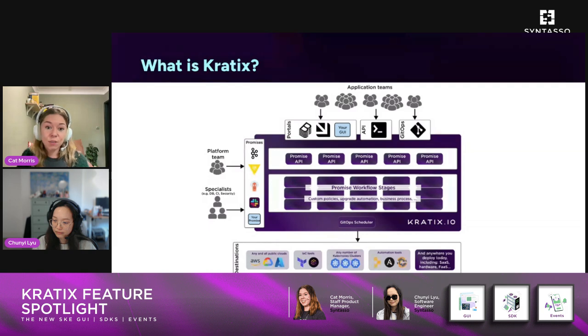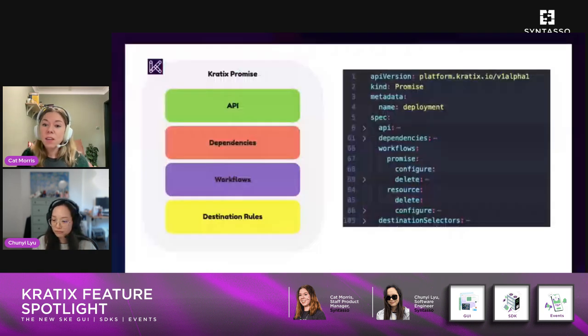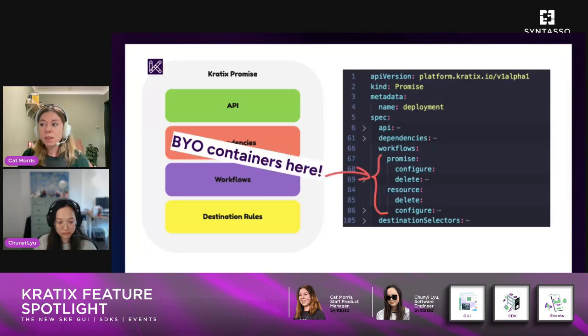So we'll dig into a little bit about what a promise is. It's got 4 key parts. It's got the API, which is all of the fields that you expose to your user. It's got dependencies, which are things that your promise relies on. Workflows, where you encode all of that information about your promise and how it should behave the way it wants to behave, and destination rules that tell you where it should go. And the way it does all the cool, clever logic in the workflows is by providing you containers where you can put all of that business logic and put all of those things that you want to do as code.